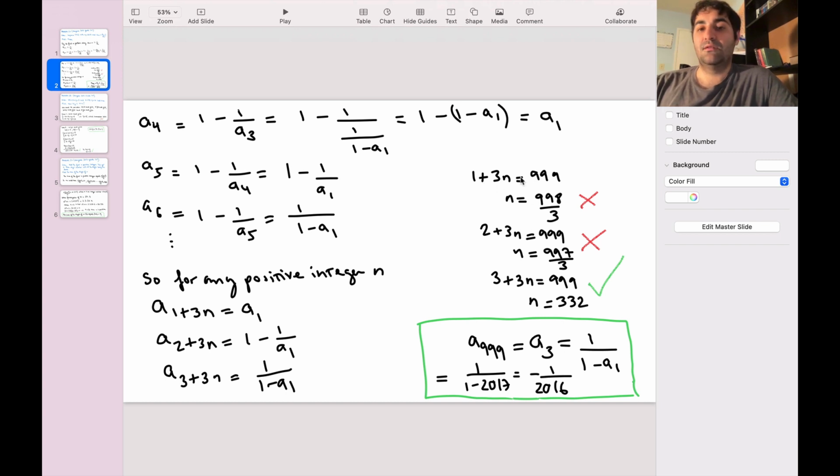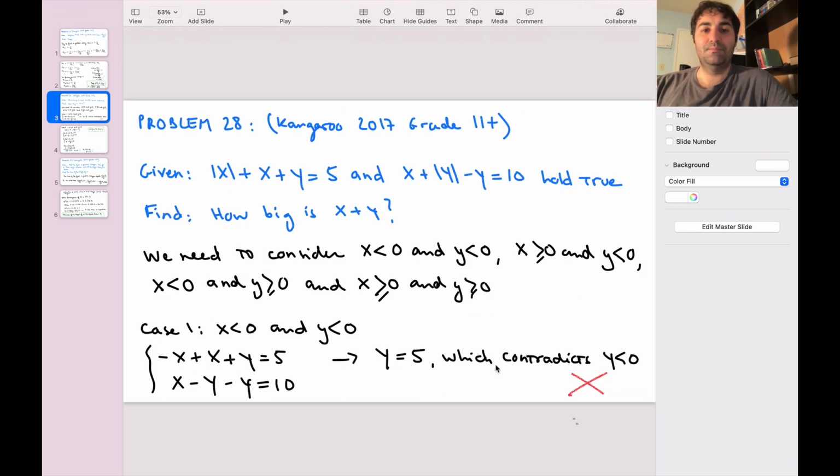So the first equation, we get n equals 998 divided by 3. That's not an integer, that doesn't work. 2 plus 3n equals 999, n equals 997 divided by 3. That doesn't work either. And then 3 plus 3n equals 999, n equals 332. So this is the one that's going to work. So a_999 is equal to a_3, which is equal to 1 divided by 1 minus a_1, and a_1 equals 2017, so a_999 equals 1 divided by 1 minus 2017, which is equal to minus 1 over 2016.